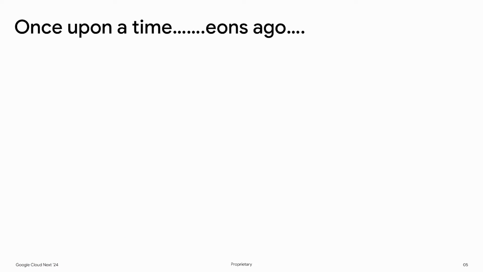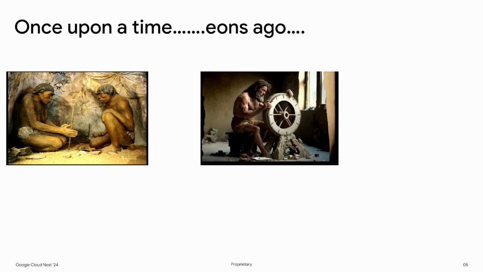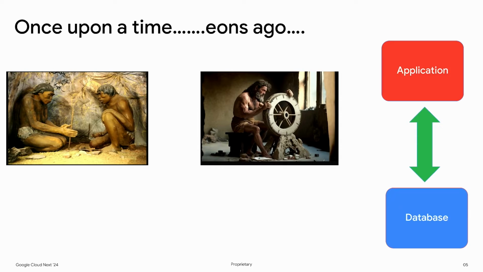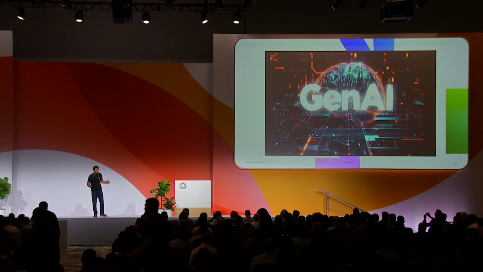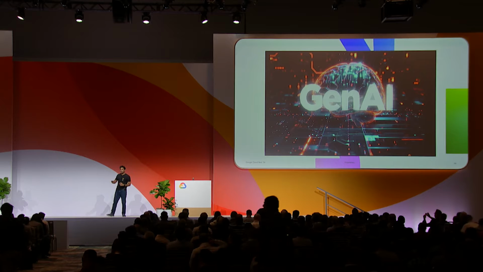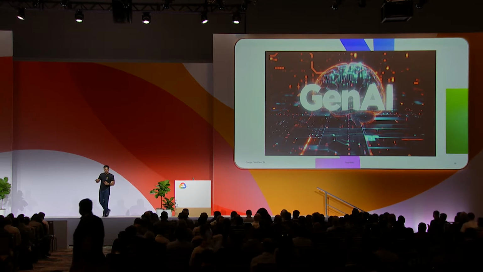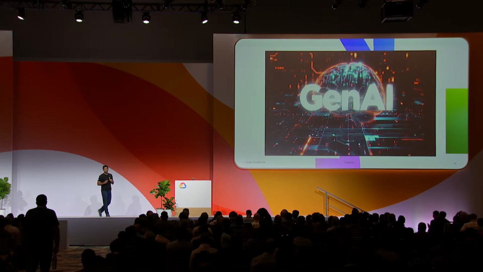Long ago, eons ago, we invented fire. We invented the wheel. Then we invented applications and databases. And then this thing called GenAI came 2 years back. It's 2024, and it's almost illegal to do a tech talk without GenAI. So, the technology is awesome, but what I find really interesting is the new experiences that GenAI is starting to create.